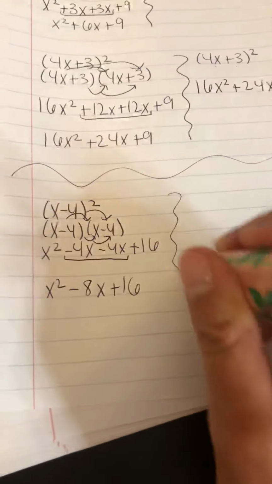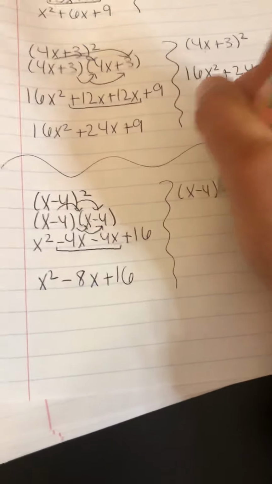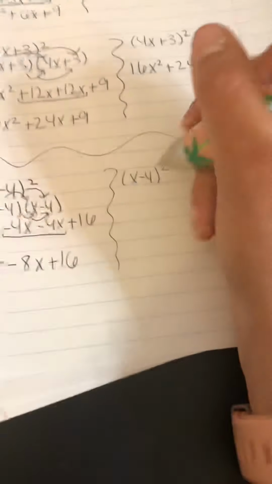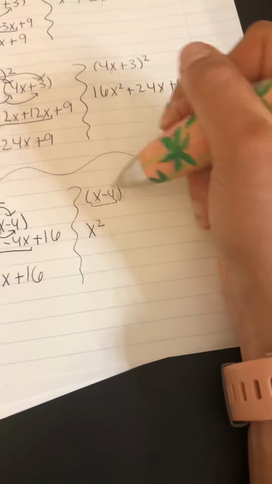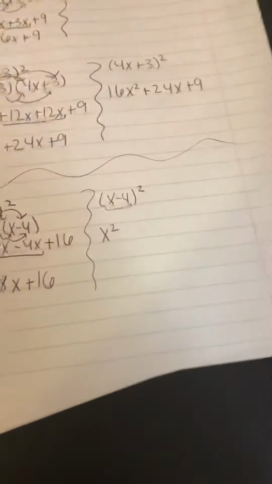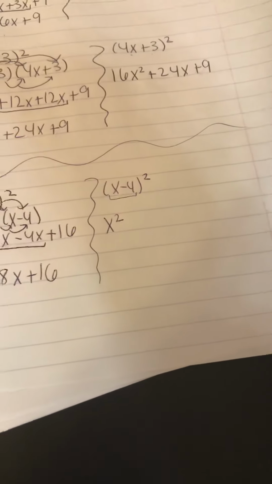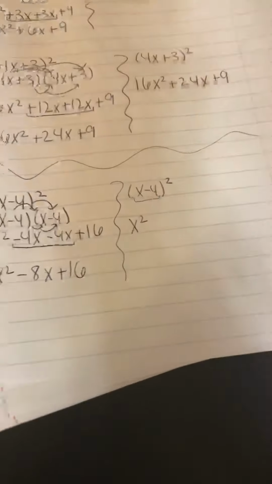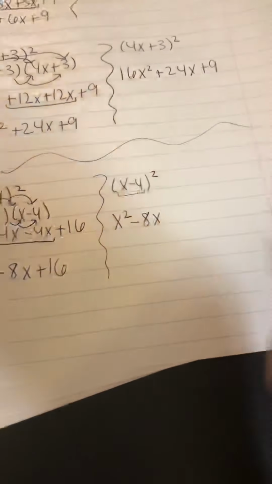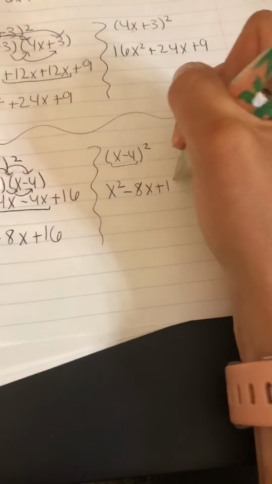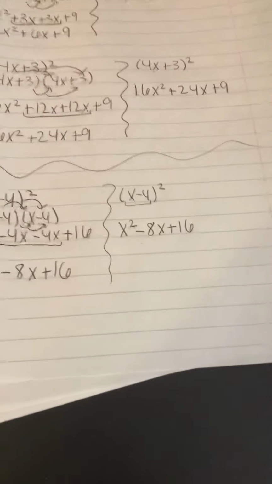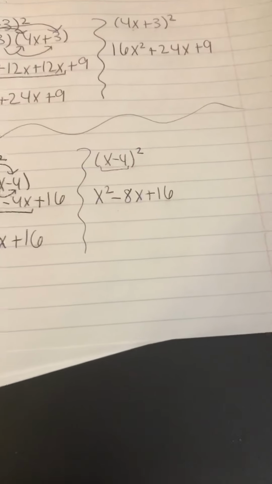Now, again, if you were going to do it the shorter way, you have x minus 4 squared. You square the first term, so x squared is literally x squared. My middle term is the product of this doubled, okay? So x times negative 4 is negative 4x. If you double it, you get negative 8x. So notice that the sign is still negative. And the negative 4 squared is positive 16. Okay, negative times negative is a positive.